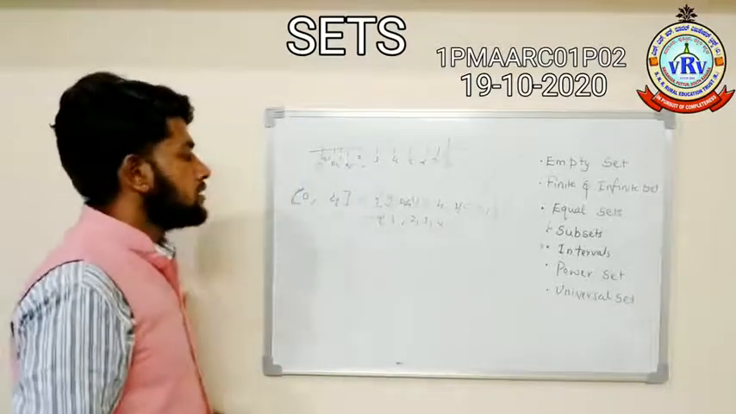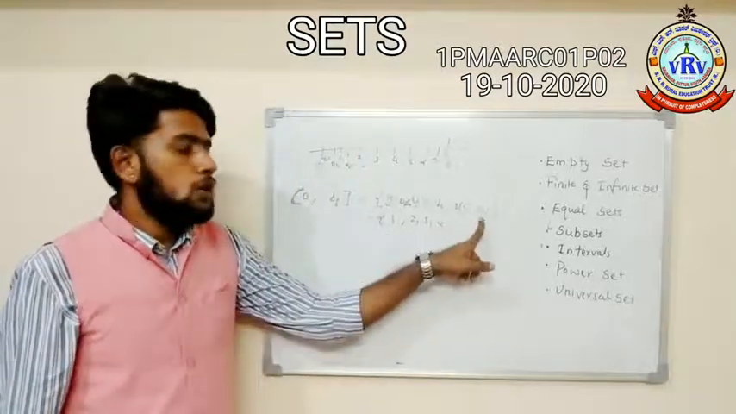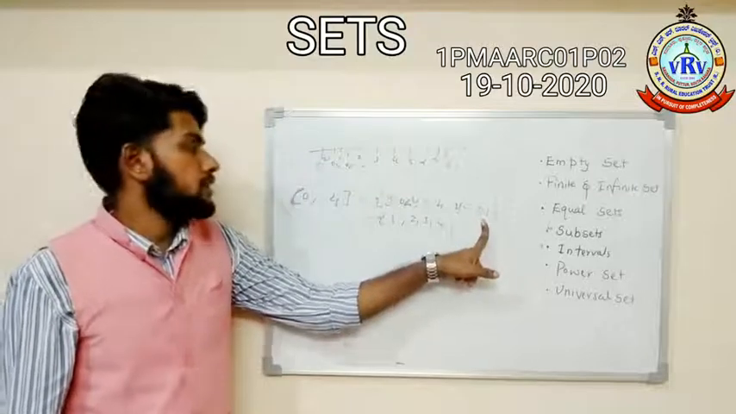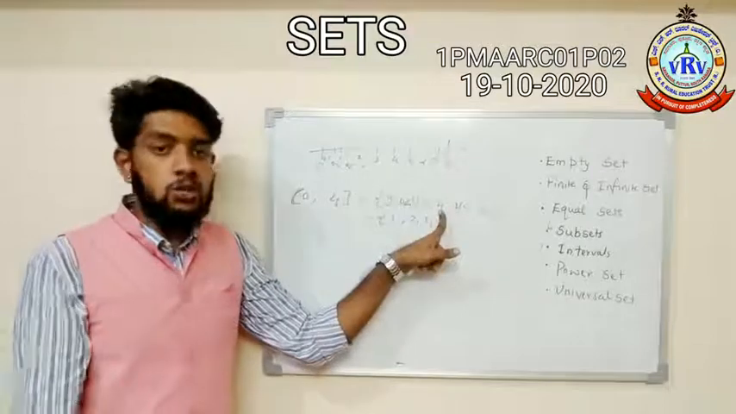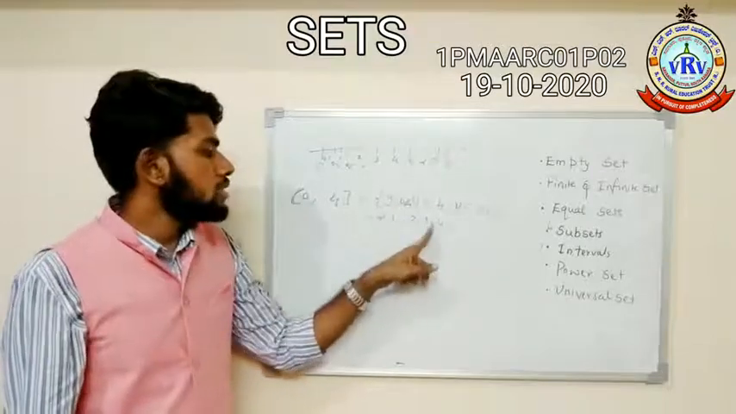Then see, this is the interval which belongs to the natural numbers. The elements are natural numbers, and the number should lie between 0 and 4, including the number 4. That's 1, 2, 3, 4.